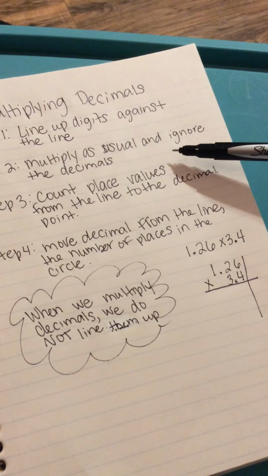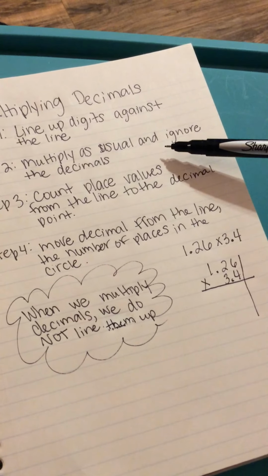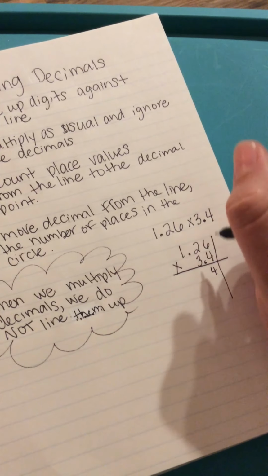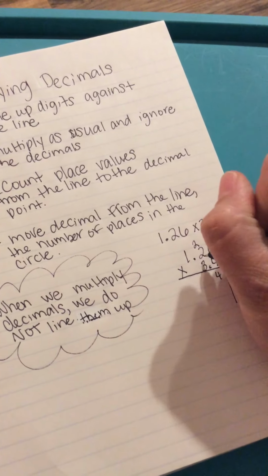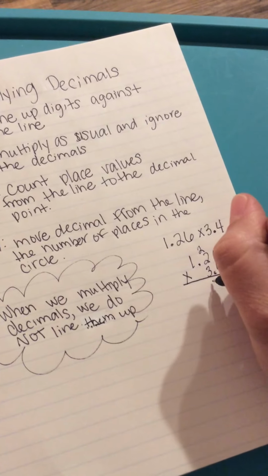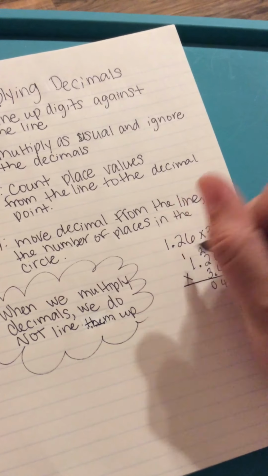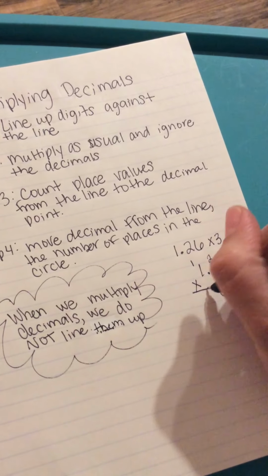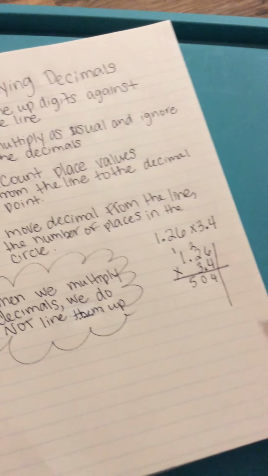Step 2 says to multiply as usual and ignore the decimals. So I'm going to do 6 times 4 is 24. 4 times 2 is 8, plus 2 is 10. 4 times 1 is 4, plus 1 is 5.